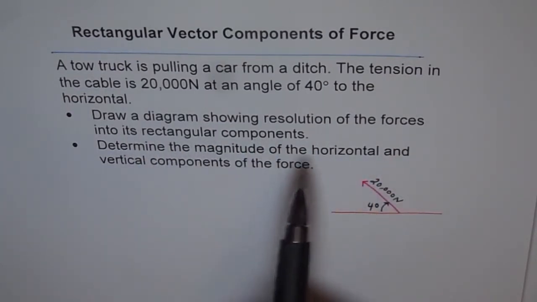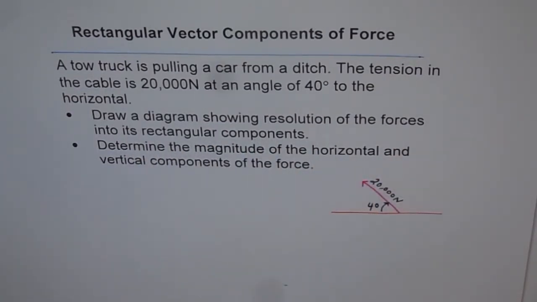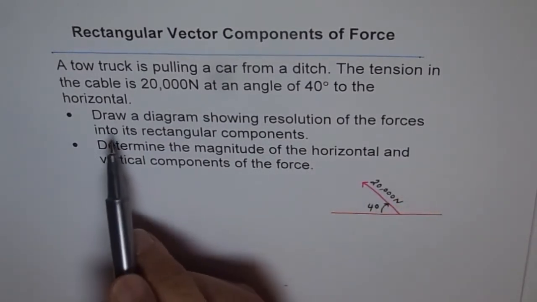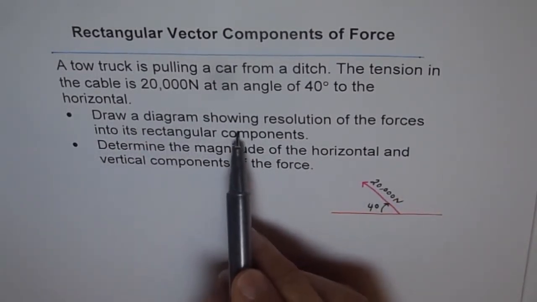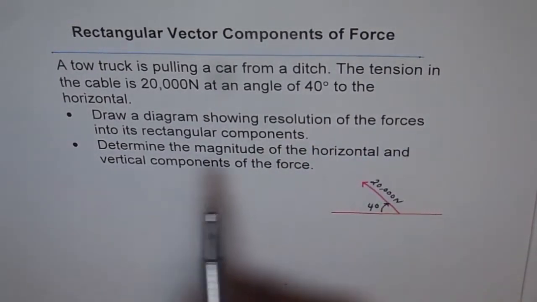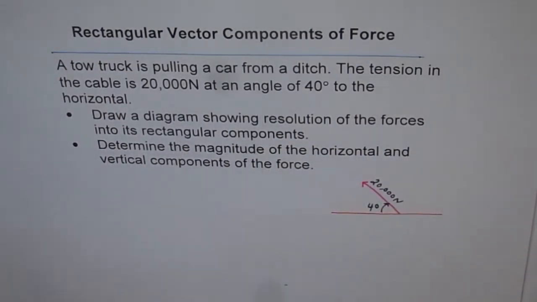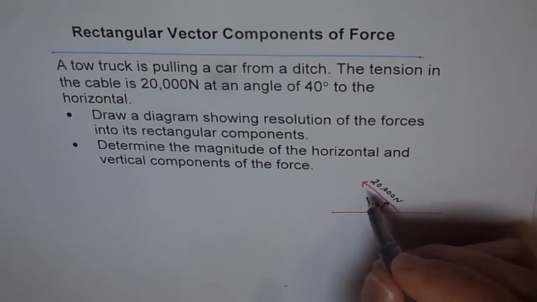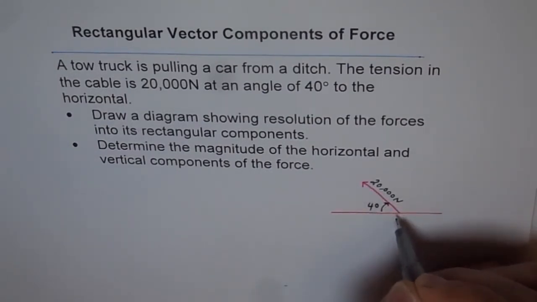Now we need to resolve this force into its components, and we can resolve it into its horizontal and vertical components. And these horizontal and vertical components are at right angles, and therefore we call them rectangular vector components, right? So the question is, draw a diagram showing resolution of forces into its rectangular components. So we need to split this force into two components. Both should be at right angles.